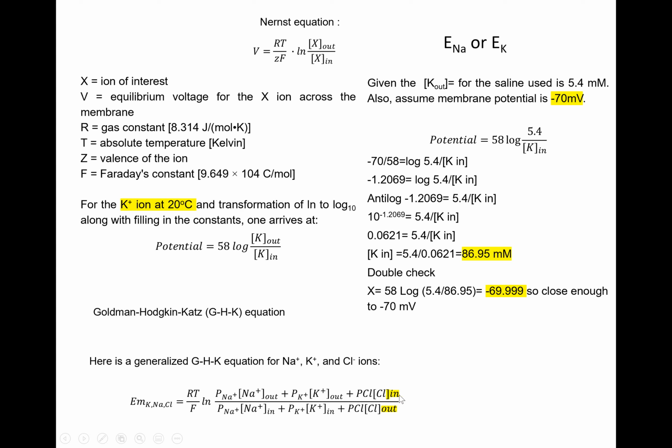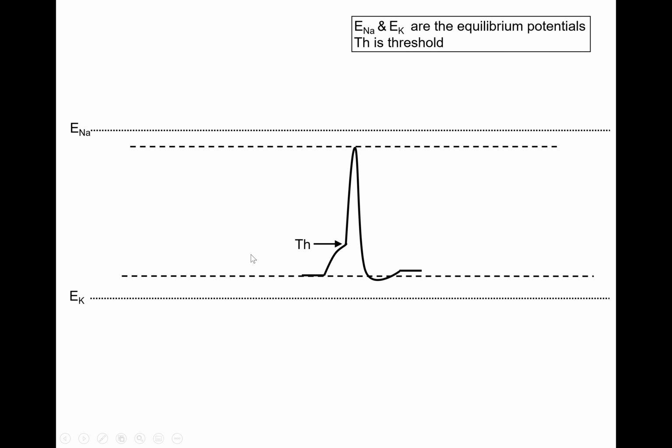And remember, you switch the chloride in over out because you want to get rid of that Z that's down here on charge. And since chloride is negative, you just flip these. Okay, so if we look at the equilibrium potential for sodium, that means if the cell is permeable to sodium, it wants to go to the equilibrium potential for sodium. If the cell is permeable to potassium, it wants to go to the E potassium, the equilibrium for potassium.